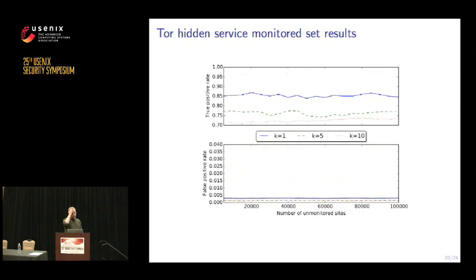For the Tor hidden service data set, the true positive rate dropped by about 10% to 85-86% regardless of the number of unmonitored sites. But the false positive rate dropped dramatically to about 0.3-0.2%. Meaning that if we were testing against 20 or 30,000 web pages, we only have false positives in the order of tens and not hundreds or thousands, which the attacker might be able to cope with.